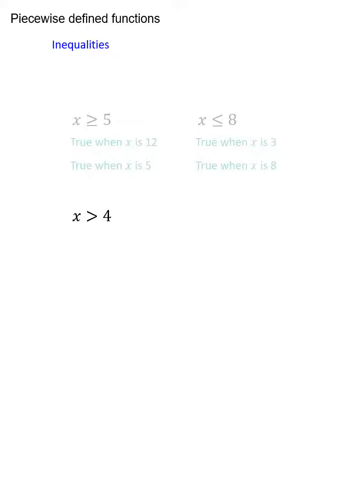Here's another inequality. Notice that it's true when x is 10, but it's false when x is 4, because 4 greater than 4 can't be true. A number can't be greater than itself. Here's one more. Notice that this is true when x is 2, because of course 2 is less than 7. But notice this is a false statement when x is 7, because 7 can't be less than 7.